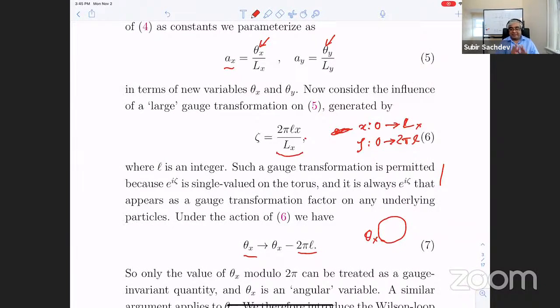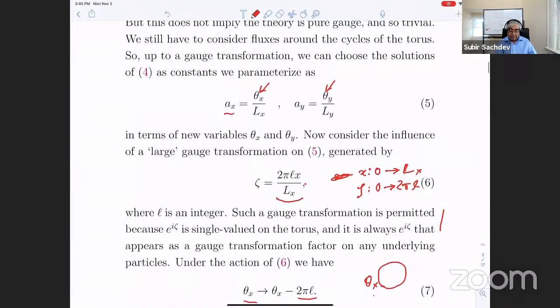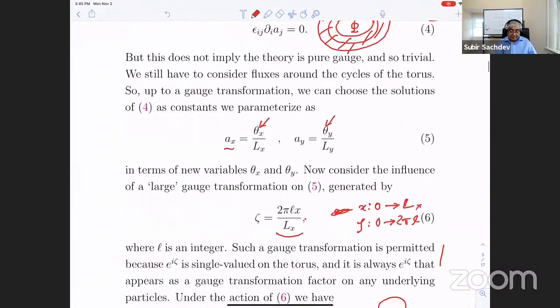So our degrees of freedom, this is confusing a bit, our space is a torus, but our degrees of freedom are also a torus. It's just theta x and theta y, the coordinates of a torus. So those are the dynamical degrees of freedom that live on a torus. Like if you have a particle moving on a torus, where the coordinates of the particle are also a torus. Okay, there's a spatial torus, and then there's the coordinates. The dynamical degrees of freedom, or the gauge fields, are these two angles, theta x and theta y. Okay, so those are our degrees of freedom.